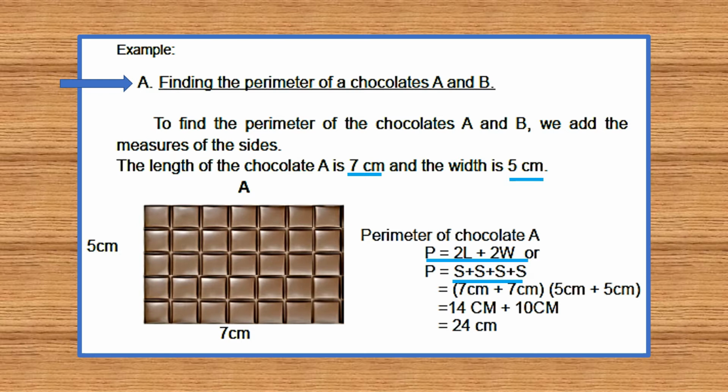So let's apply. Perimeter is equal to, open parentheses, 7 cm plus 7 cm, close parentheses, and then open parentheses, 5 cm plus 5 cm, close parentheses. Then perimeter is equal to 14 cm plus 10 cm. So perimeter is equal to 24 cm. So therefore the answer for chocolate A is 24 centimeters.